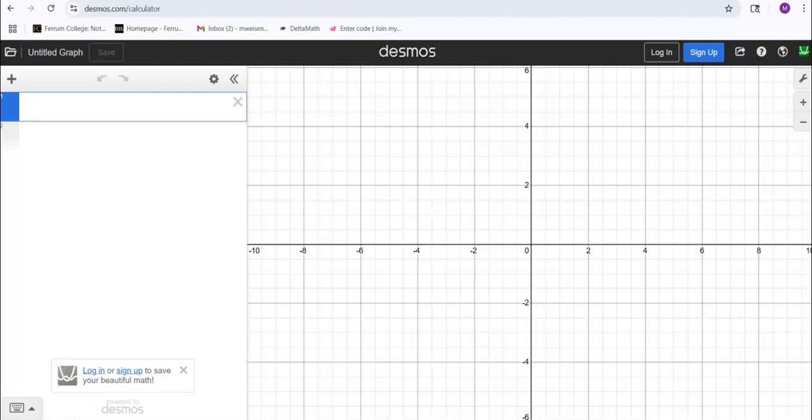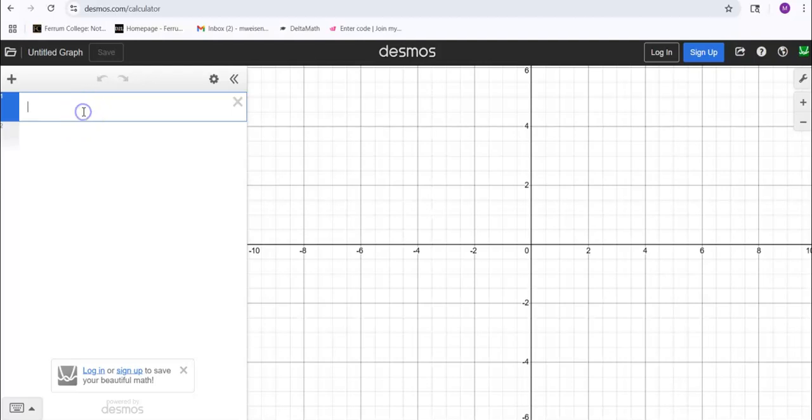I'll show you how to use Desmos or any graphing calculator to really understand your work and to use it to check your work. I also want to show you some ways to work backwards. Some of us are a little bit more visual than others, so this will probably be really helpful.